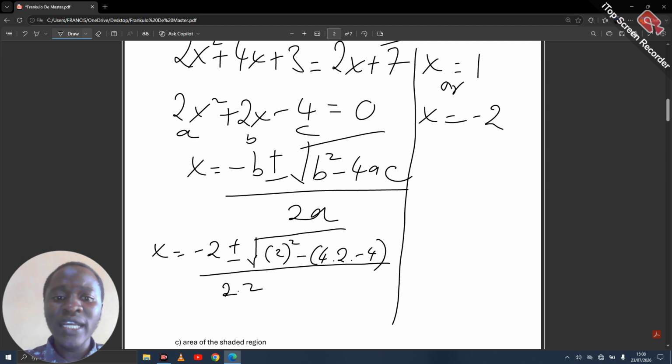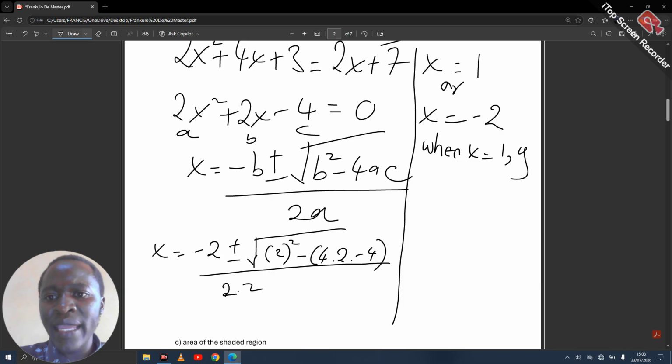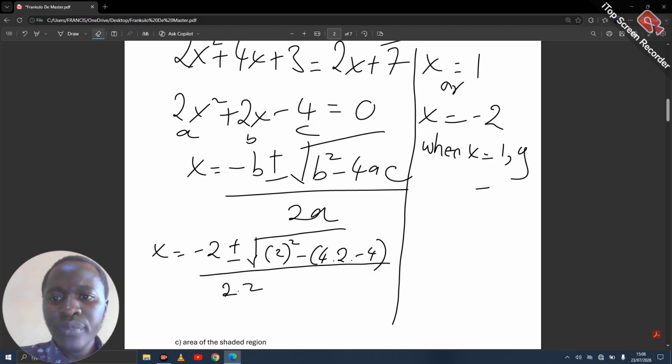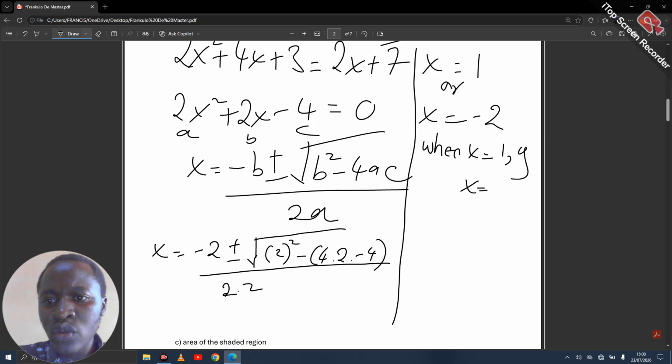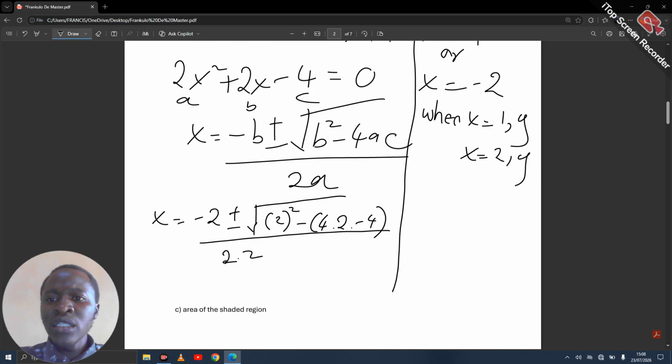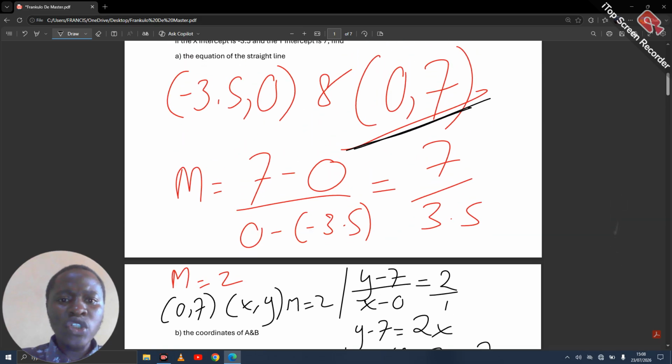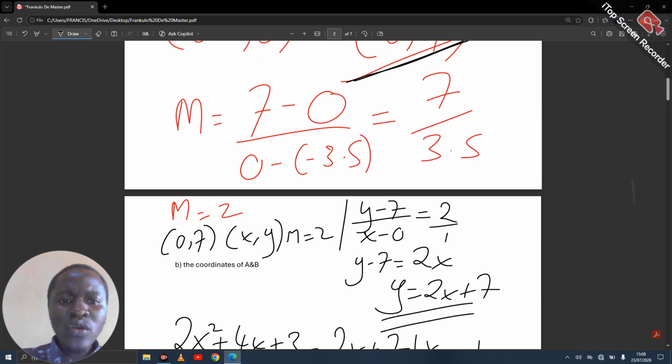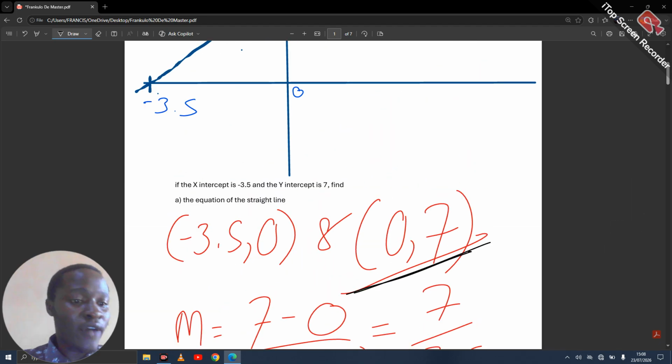Then you come and say, after getting those values of x, when x is equal to 1, what is y? And when x is equal to 2, what is y? So you go back to the function. You can either use the equation of the line or the function.